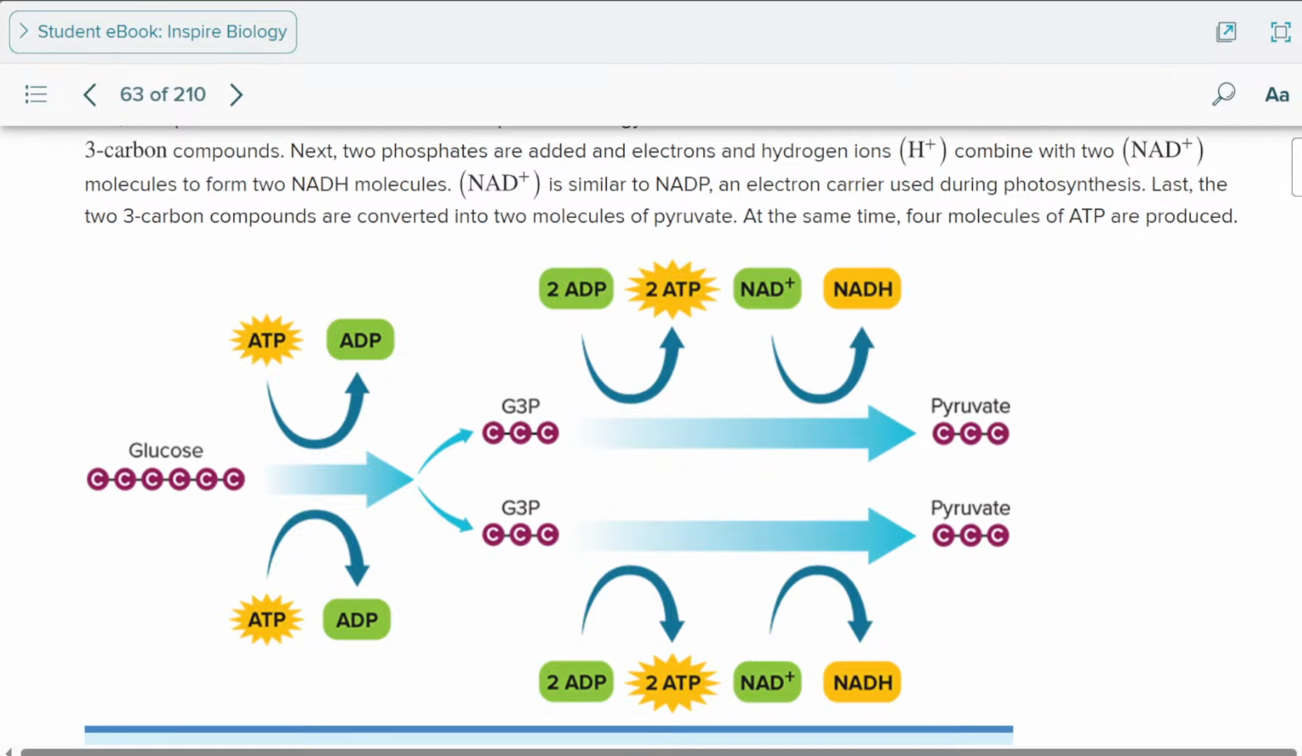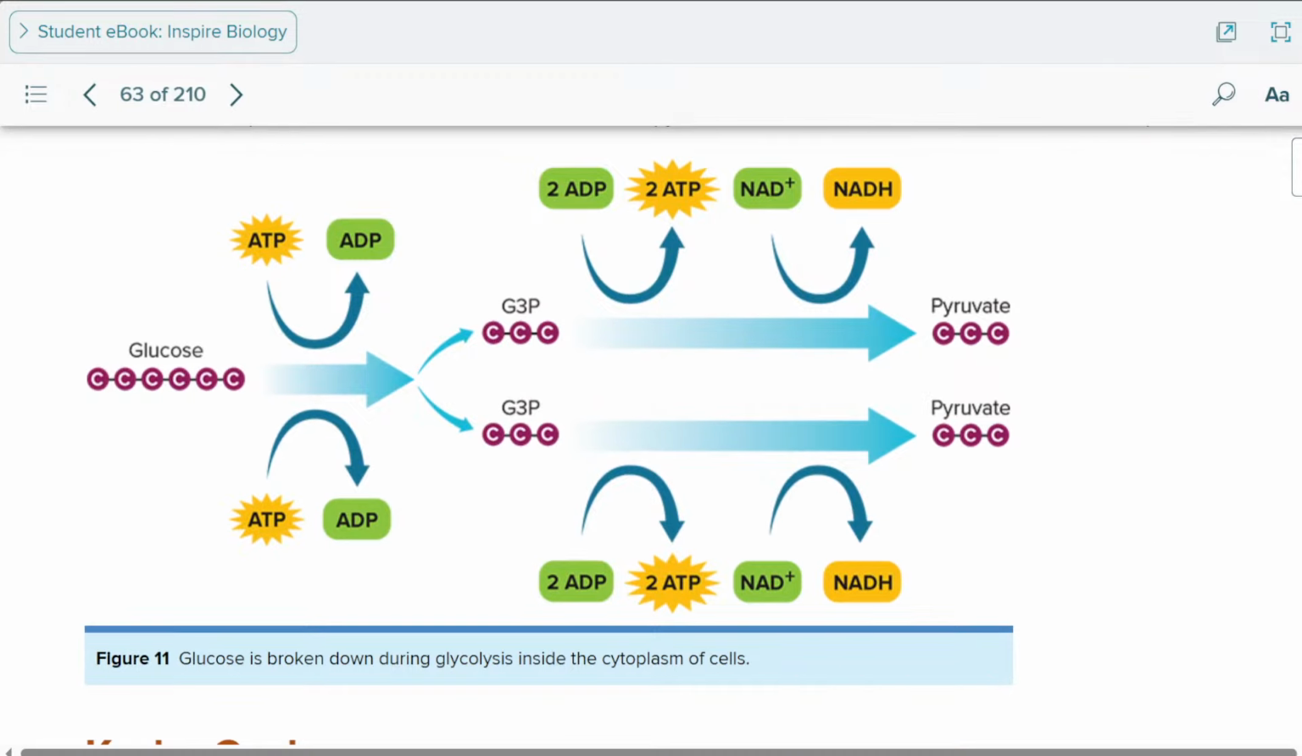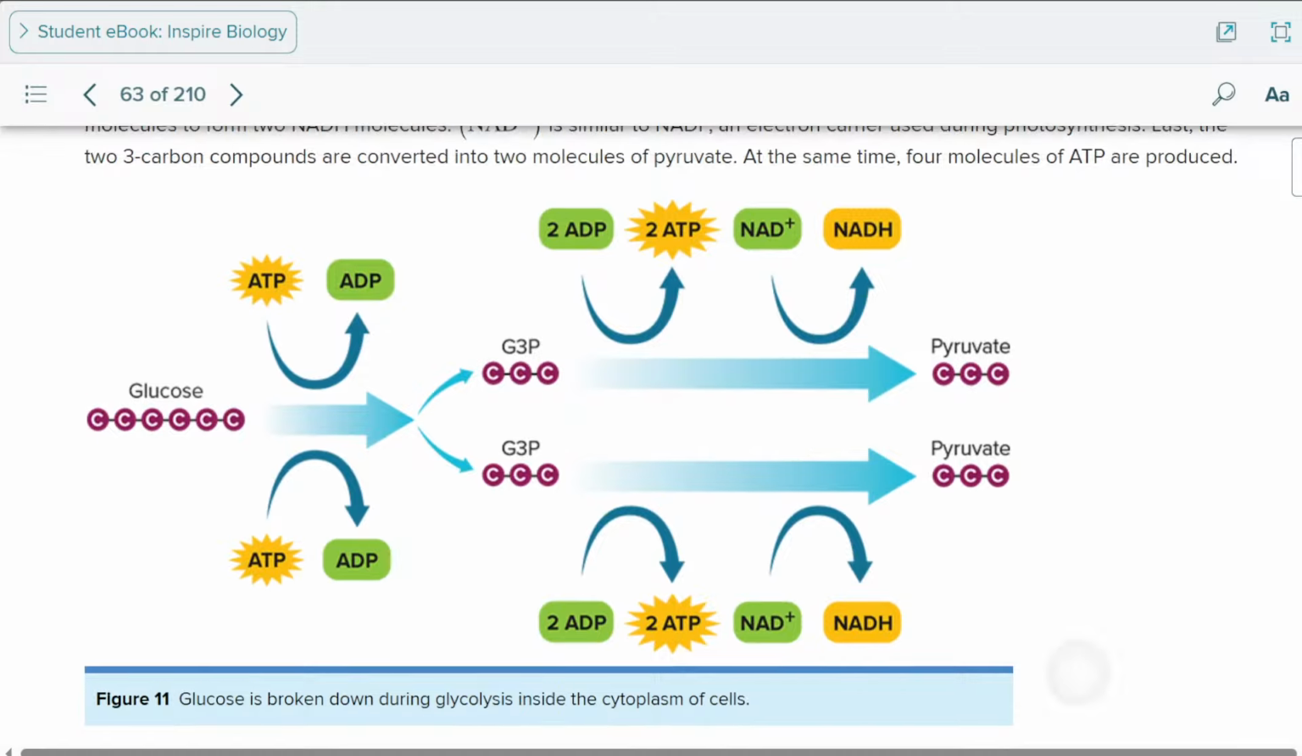A little note here: the electron carriers we're going to have are NADH and FADH2. NAD plus is similar to NADP plus, which is the electron carrier in photosynthesis. And last, the 2 3-carbon compounds are converted to molecules of pyruvate. At the same time, 4 molecules of ATP are produced. So that's what you've got here. Here's the little photo if you want to look at it for a moment.